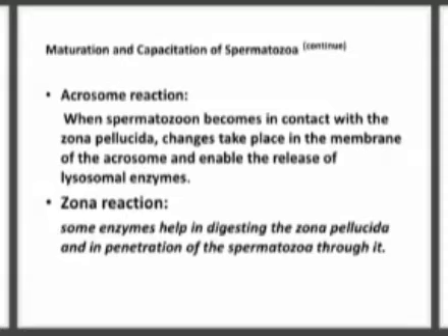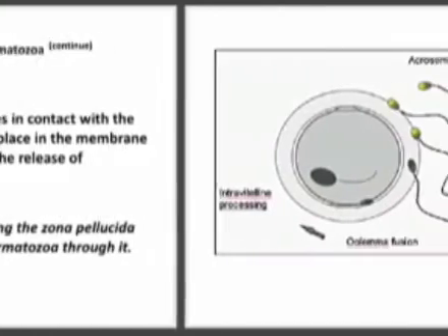फिर बोलता हूँ, when spermatozoon becomes in contact with the zona pellucida, बहुत सारे sperm जो हैं वो attach करते हैं, but only one is crowned. Changes take place in the membrane of the acrosome and enable the release of lysosomal enzymes. वहाँ से लाइसोसोमल एंजाइम निकलते हैं. Some enzymes help in digesting the zona pellucida and in penetration of the spermatozoon through it.